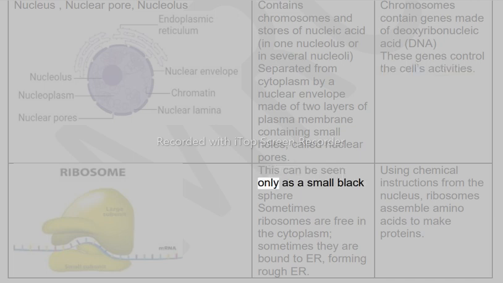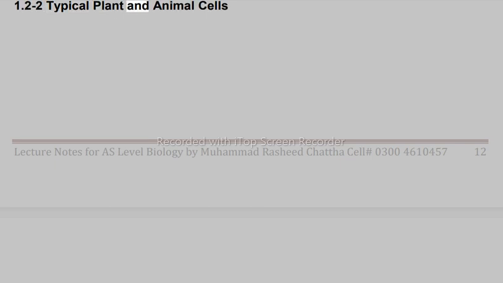Ribosome. This can be seen only as a small black sphere. Sometimes ribosomes are free in the cytoplasm, sometimes they are bound to ER, forming rough ER. Using chemical instructions from the nucleus, ribosomes assemble amino acids to make proteins. 1.2.2 Typical plant and animal cells.